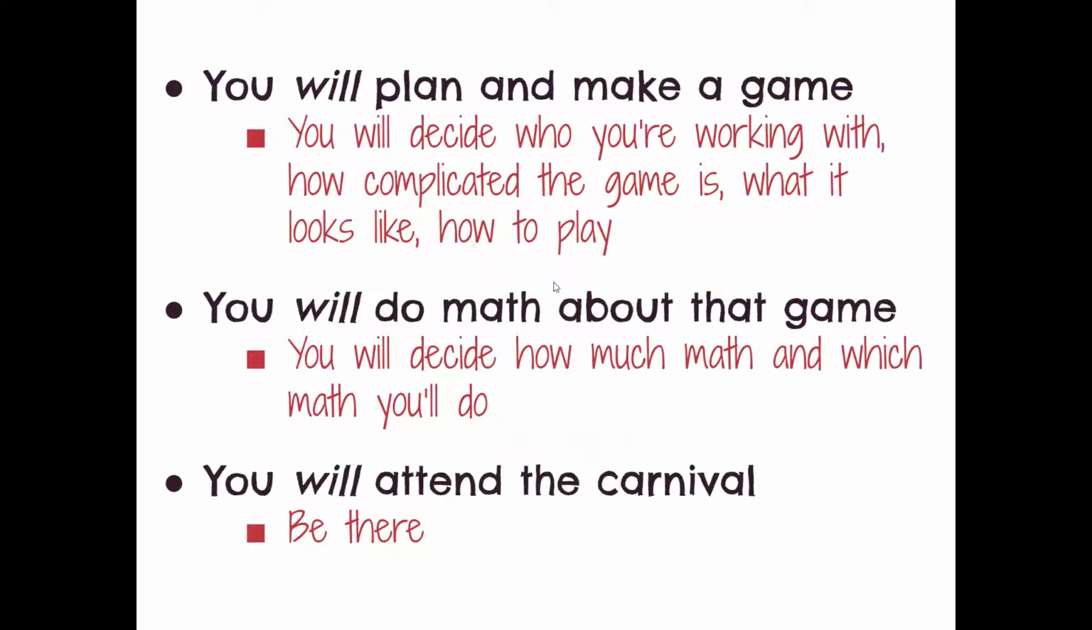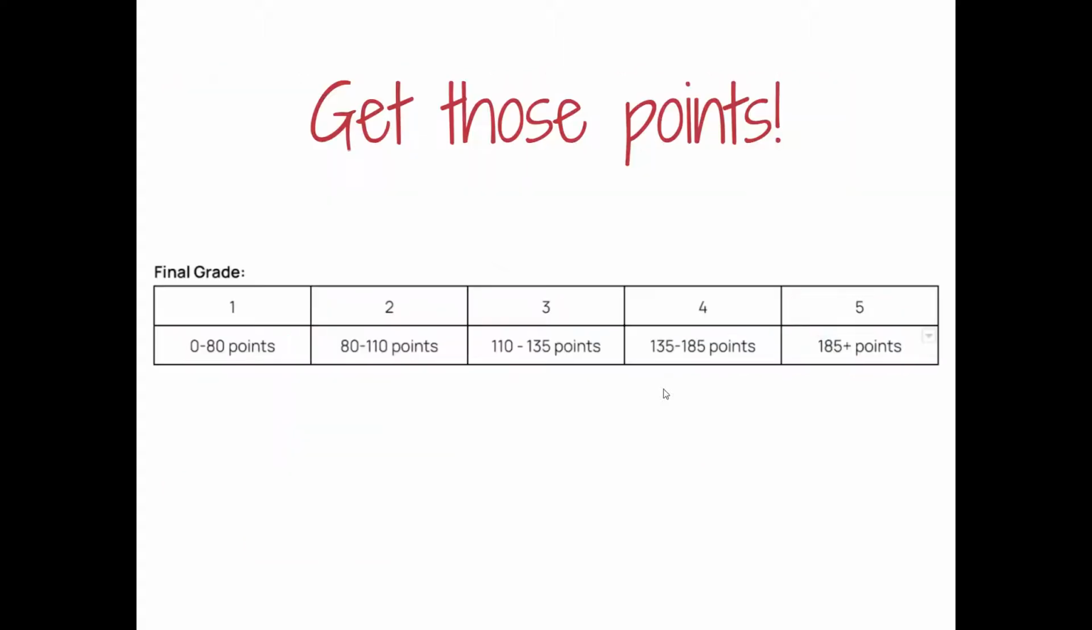You are going to plan and make a game. You will do some math about that game, and then you'll be at the carnival to collect data for that math. You've got to get some points. If you notice, you don't need that many points to get a 2. You only need 80. If you want to get a 5, you really have to work a little bit harder. The main thing is there's a lot of points to get from. There's 230 possible points, so you don't even have to get all of them, just enough.